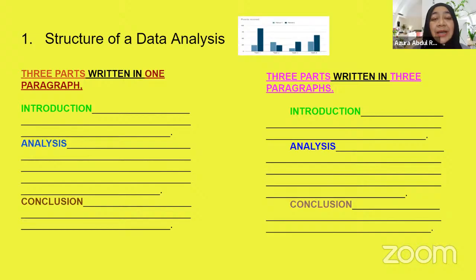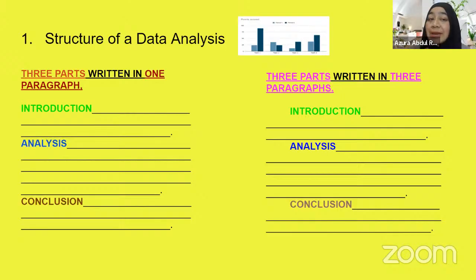All right, so a data analysis can be written either in 1 paragraph or in 3 paragraphs. But remember that there are 3 parts to a data analysis. It has to have an introduction and it has to have an analysis. The conclusion may or may not be there. Some students do not put a conclusion. That is actually fine. But technically, a conclusion should be there when you're writing. The conclusion is very short. It's just about 1 sentence long.